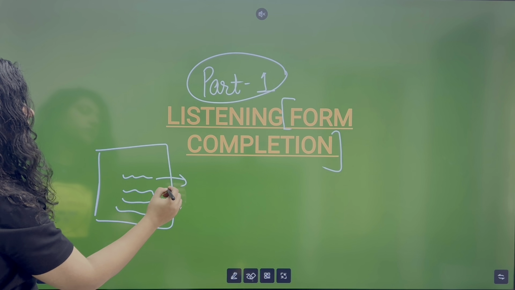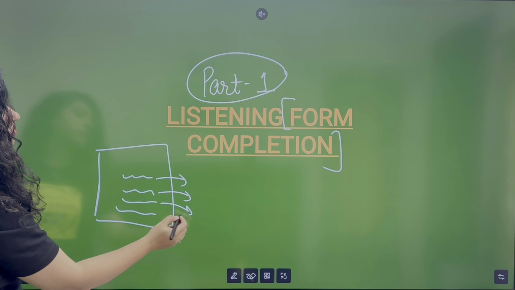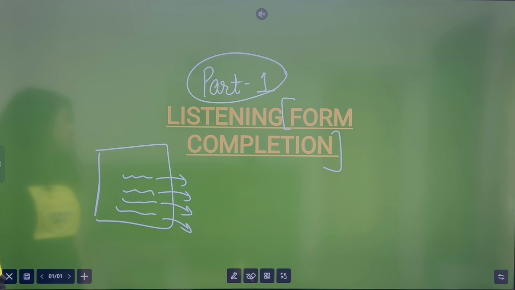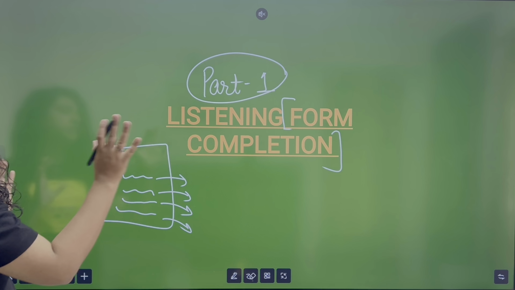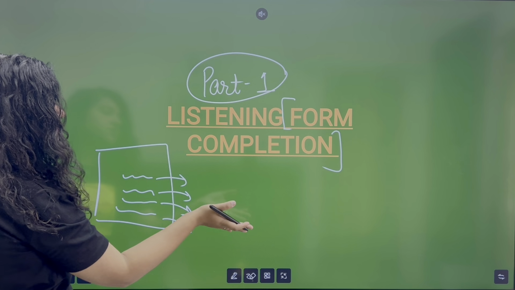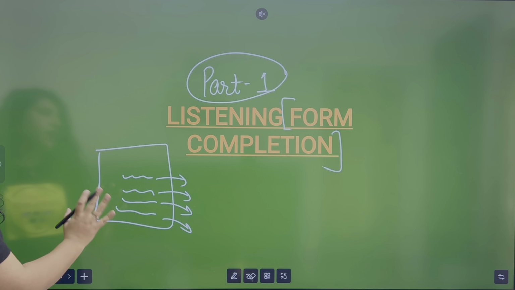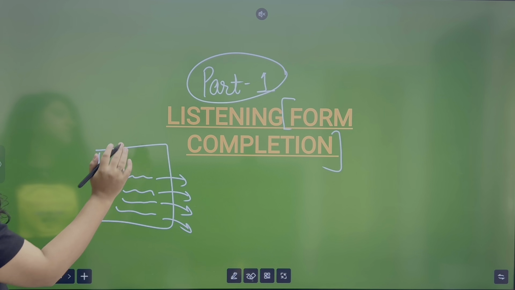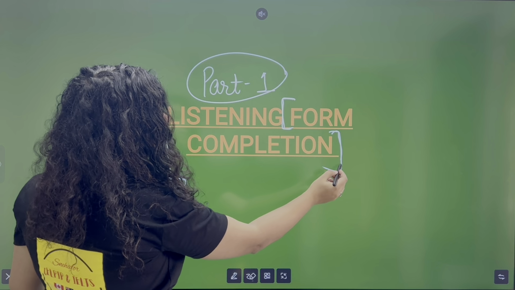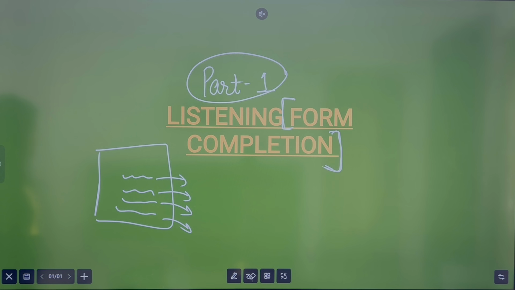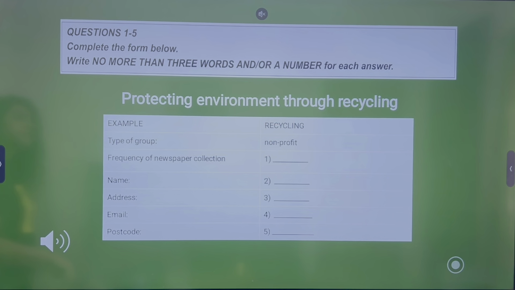The information that's required, these are actually the questions that you're supposed to answer. So there'll be an audio related to this form completion where there will be some blanks, some spaces, which you have to fill with answers according to the audio. So it's not always, but most of the time it's going to be form completion type in part 1. Let us see how these questions look.